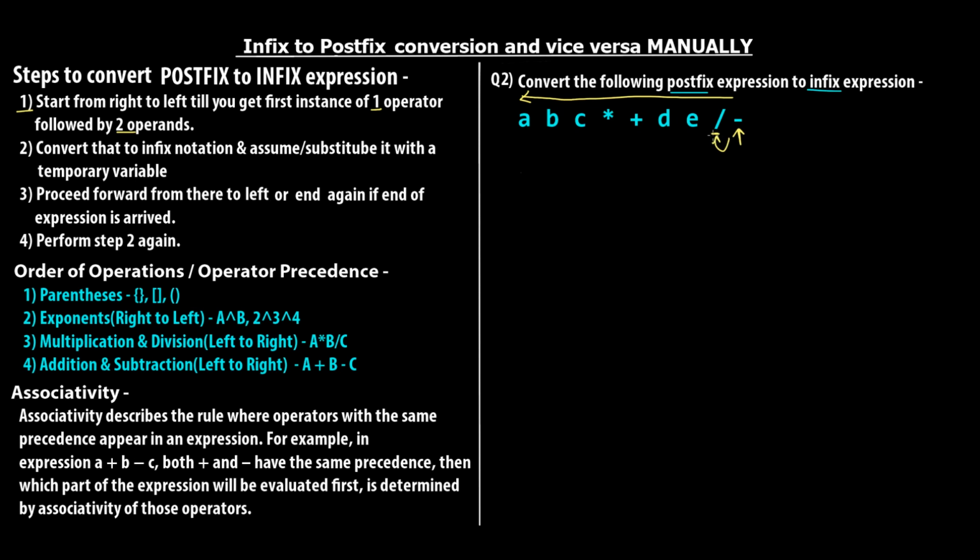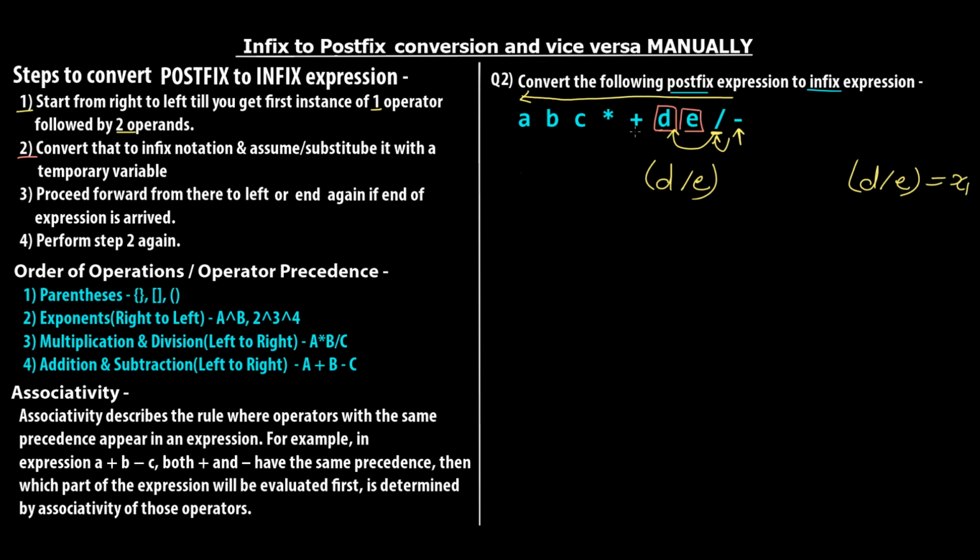So we'll move forward. Now we'll take this divide operator. Is it followed by two operands? Yes, we have D and E. So after the divide operator, we have two operands. So step number 2 says convert that to infix notation and substitute it with a temporary variable. So when we convert this, we get D by E, because in infix format, the operator comes in between the two operands, right? So let's write it as it is, and we have to substitute D by E as x1. Let's assume it as x1.